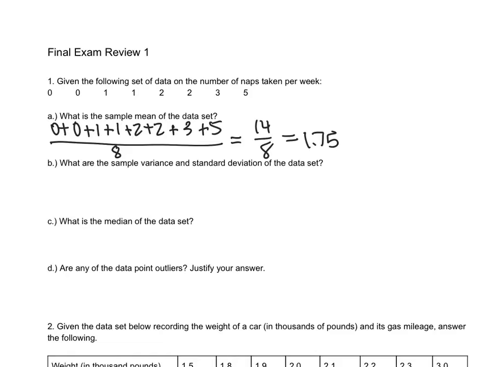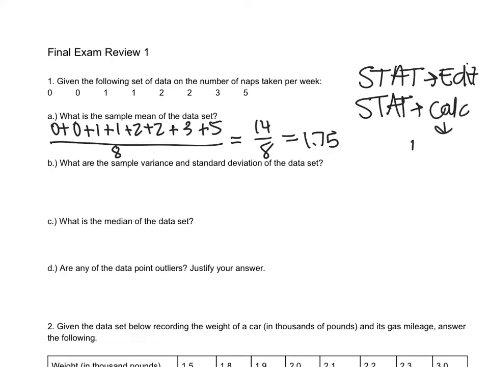So kind of as a refresher on how to do that, you're going to hit stat and then edit to get your list. Then you go back to stat, then you go over to calc, and then you want to use one variable stat. And you got to make sure that you're drawing from the list that you entered your data in, which I entered from list 1. And that the very first thing it gives us, X bar, is the mean.